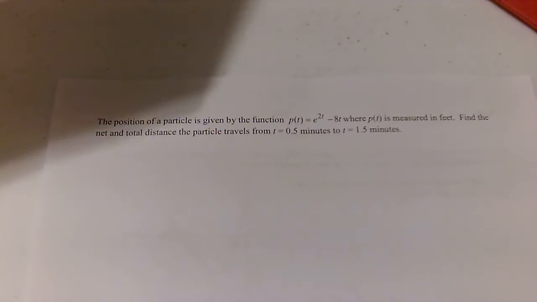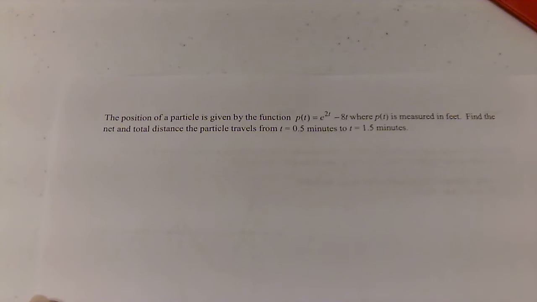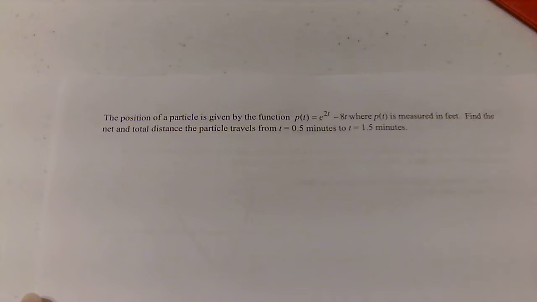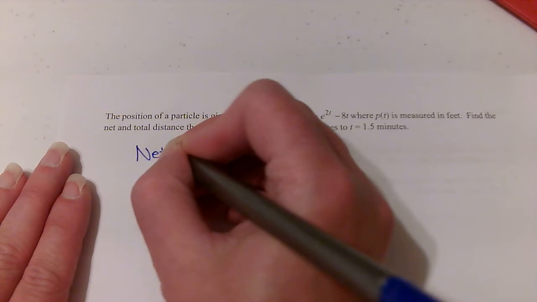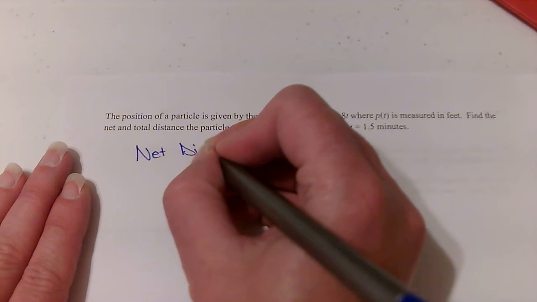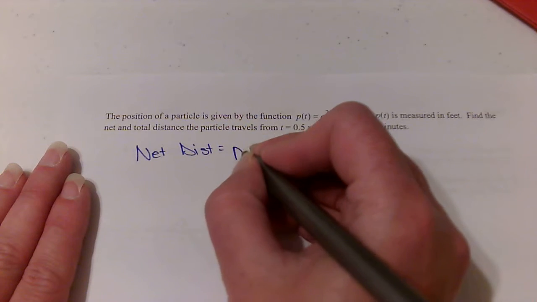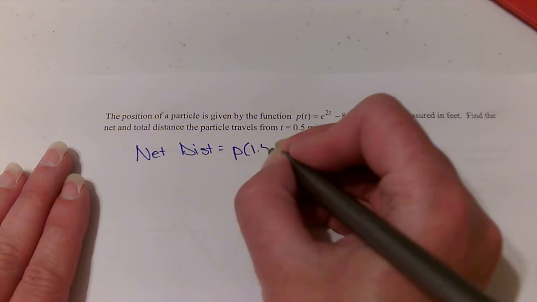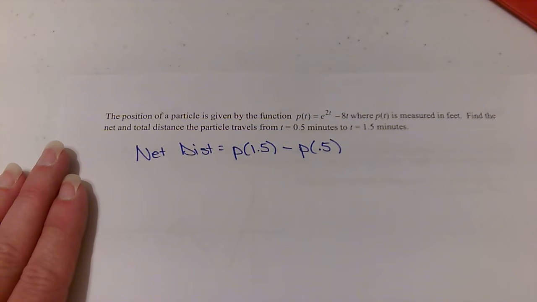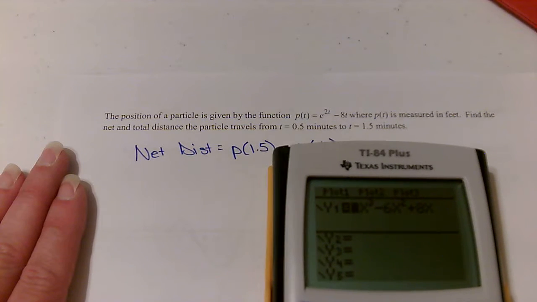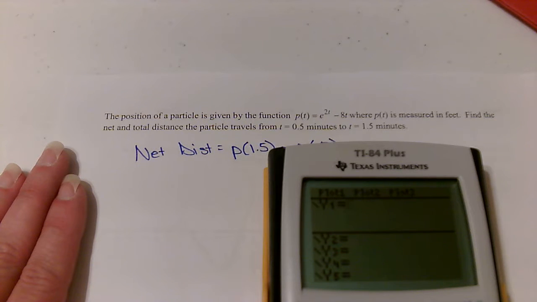Here's another one. We have a position function measured in feet. Find the net distance and the total distance. So net distance is going to equal P of the end, position at the end, minus position at the beginning. So I'm going to change my function in my calculator to be e to the 2x minus 8x.